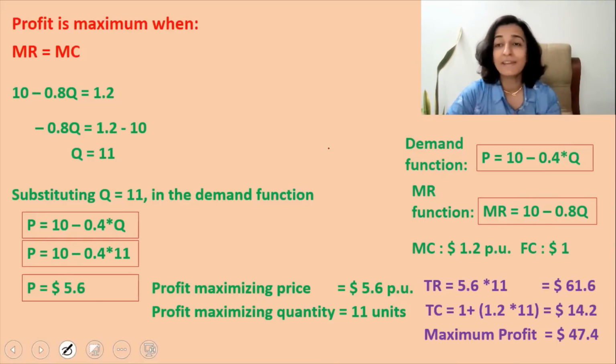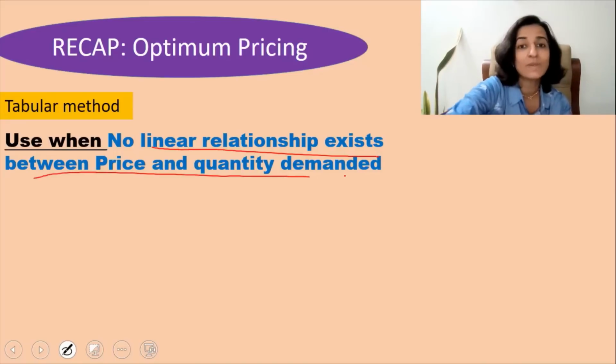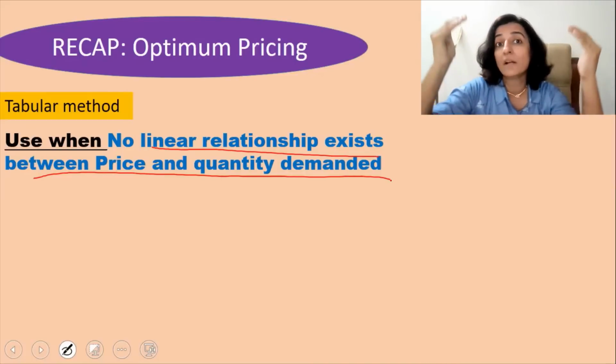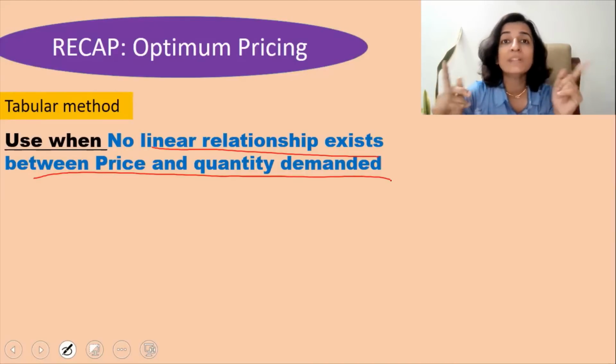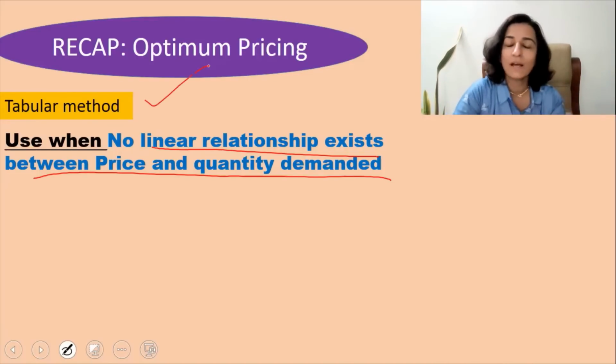So let's do a final recap of the two methods. The first method was the tabular method, and the second method is the algebraic method. Under the tabular method, you have to use it when there is no linear relationship between the price and the quantity demanded. I said earlier that you can use the algebraic method, or you can use formulas, only when there is a pattern or a linear relationship between the price and the quantity. If no such linear relationship exists, then we are forced to use the tabular method.